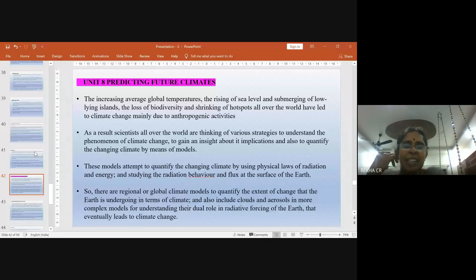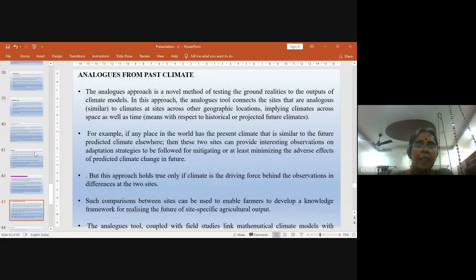So as there is an increase in global temperature, thinning out of the ozone layer, and change in habitat loss and biodiversity, the scientists across the globe are finding a way to quantify the changing climate and predict the future climate by means of certain models.